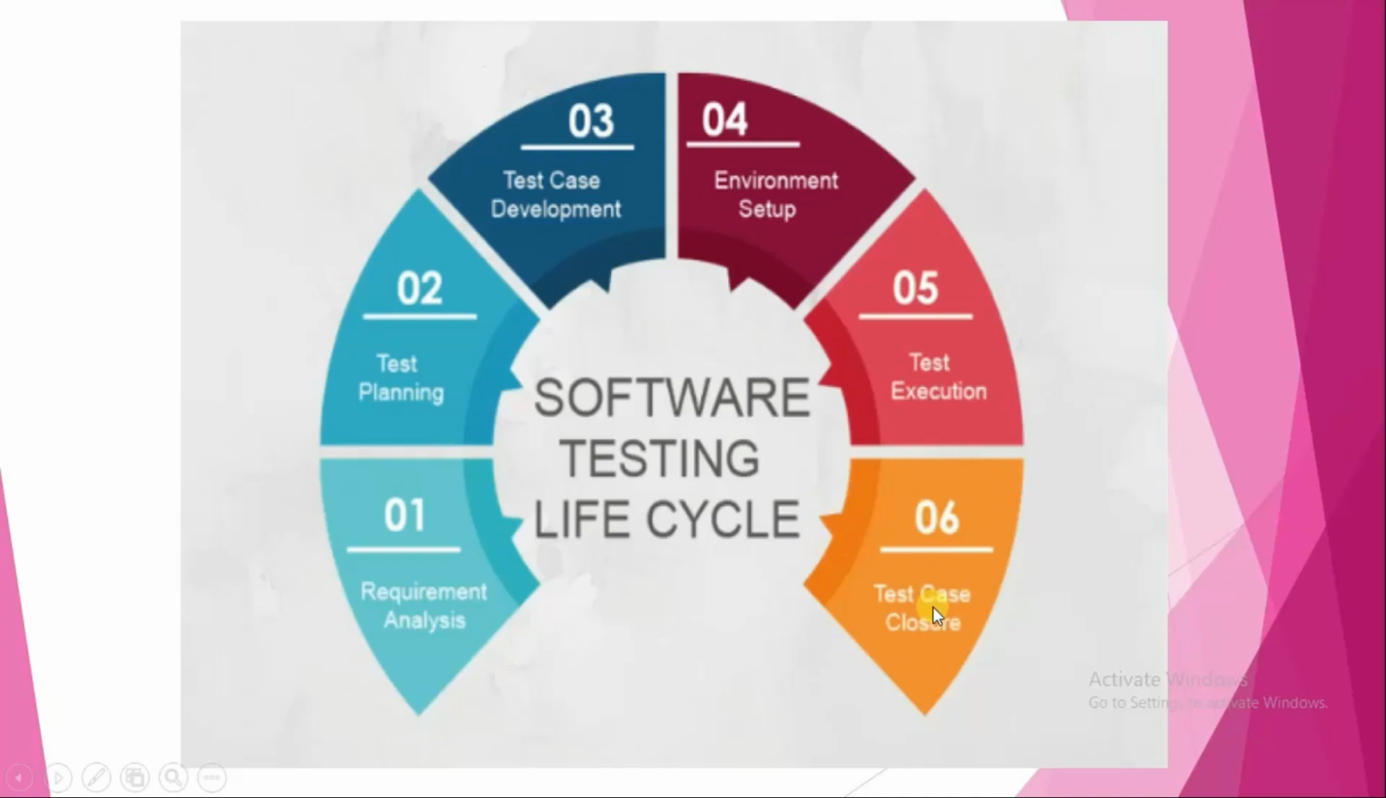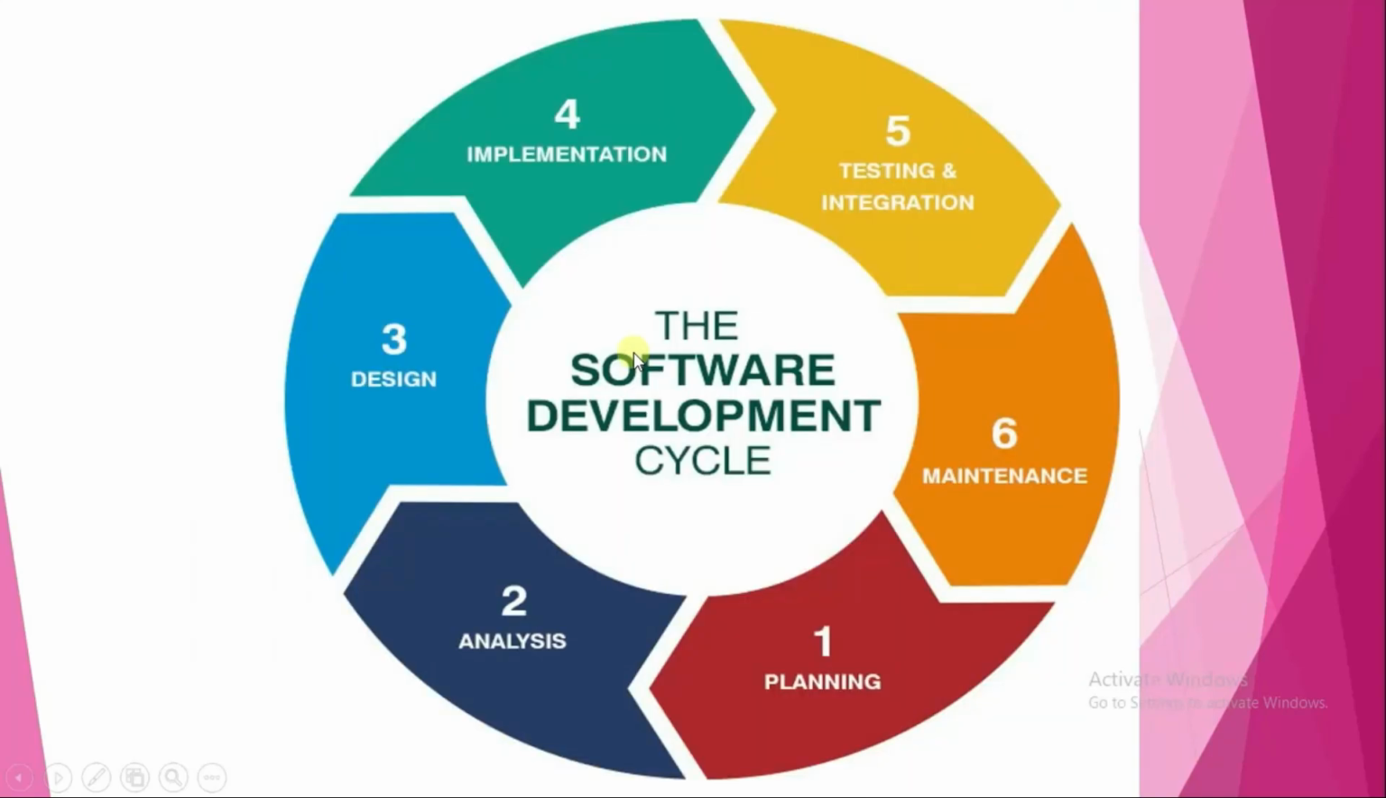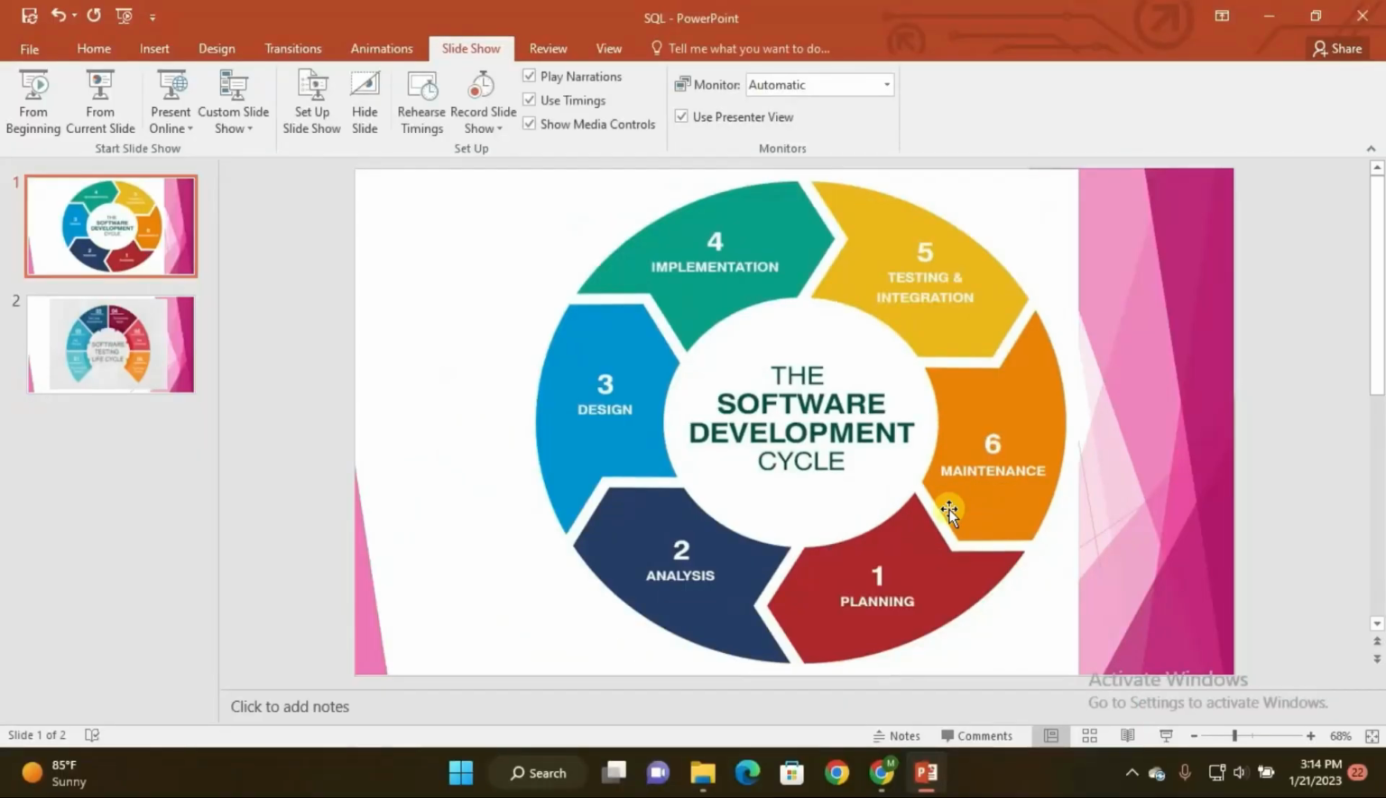So this is the software testing life cycle, which is the fifth phase of the software development life cycle. In the fifth phase of SDLC, only the software testing life cycle happens. Then after that it goes to the maintenance department, the production department, where it is delivered to the client. So this is what I wanted to show you in this video.